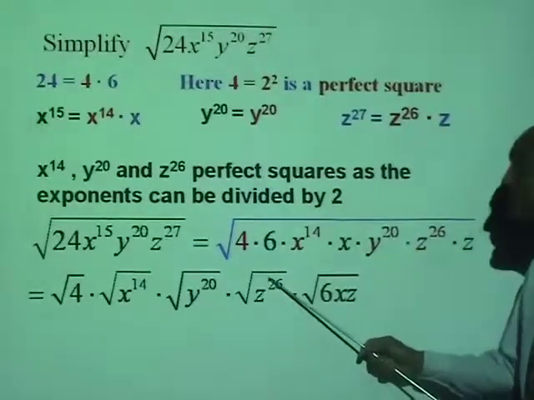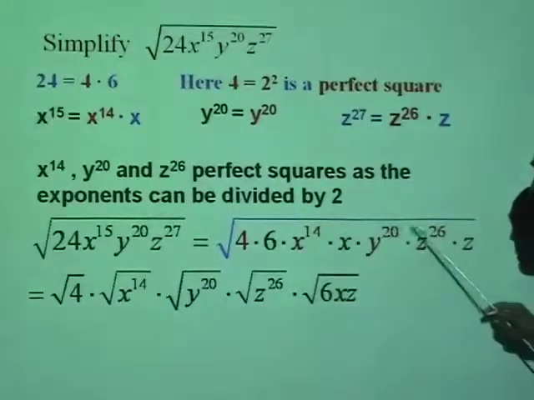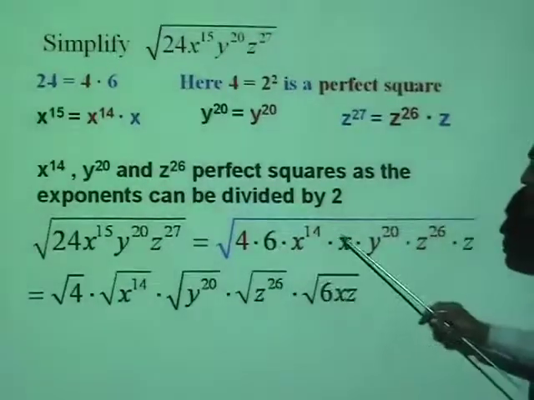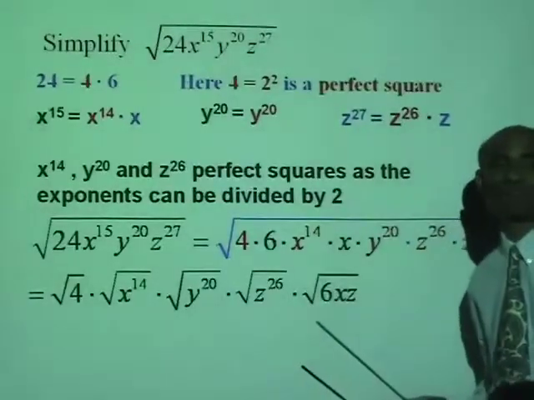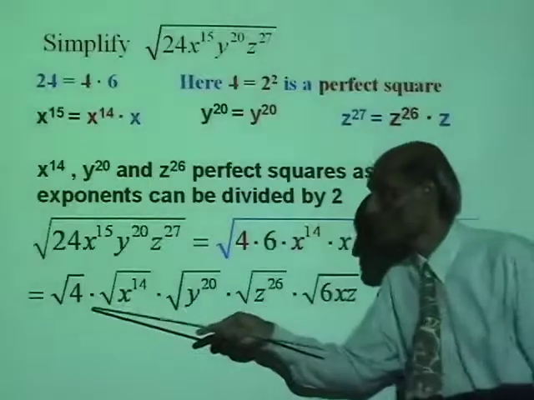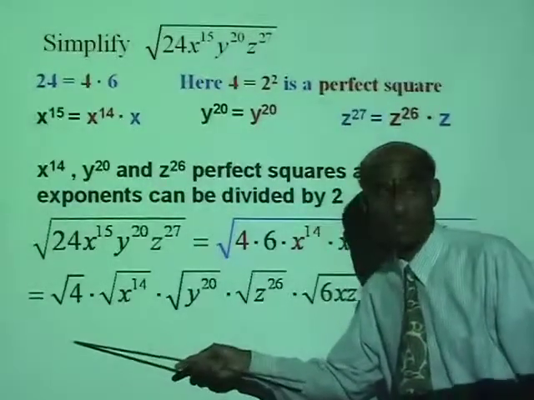And what are the remaining terms? The remaining are 6xz. We will group them all together and leave it under one radical. And now simplify each of these. Square root 4 is 2.